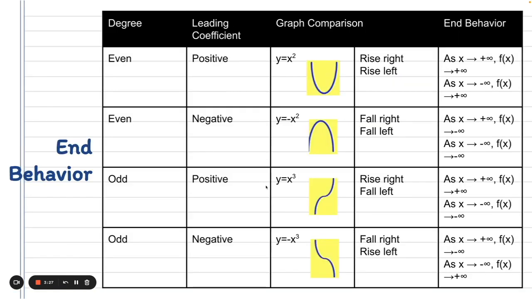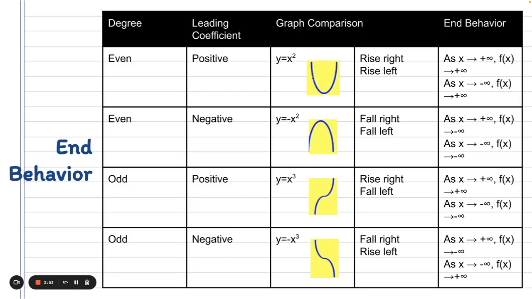End behavior. End behavior is pretty straightforward, where we look at the degree and the leading coefficient. When we have an even degree and a positive leading coefficient, we have an end behavior where as x becomes plus infinity, y becomes plus infinity, and as x becomes minus infinity, y also becomes plus infinity. For this, we can see the graph here.